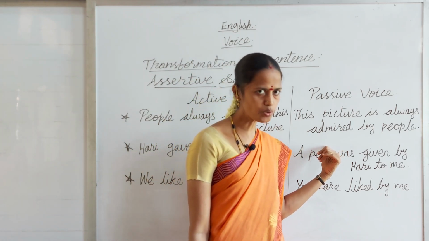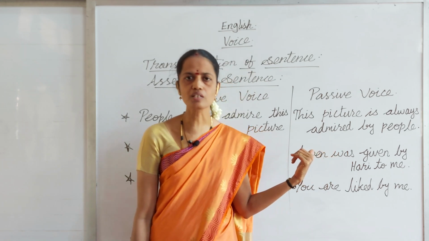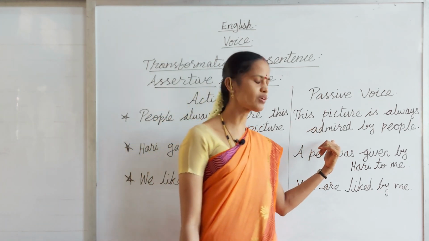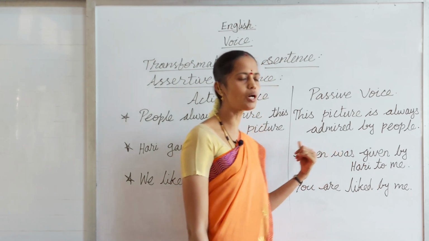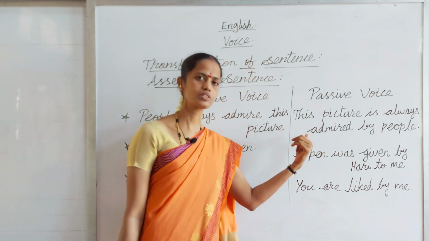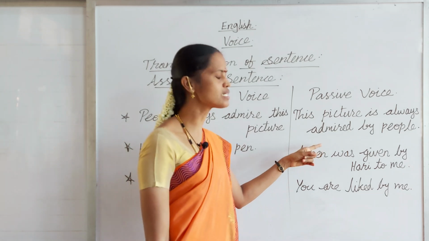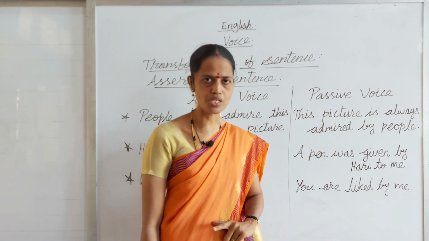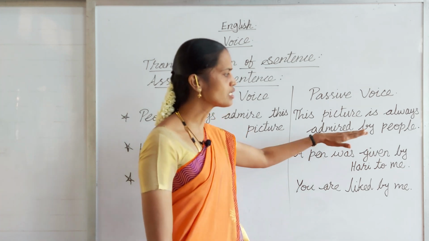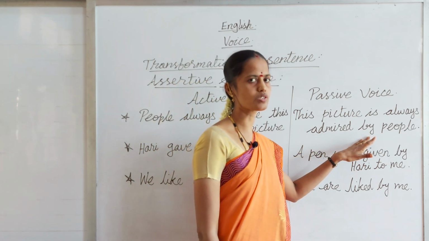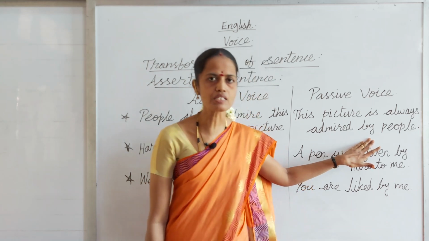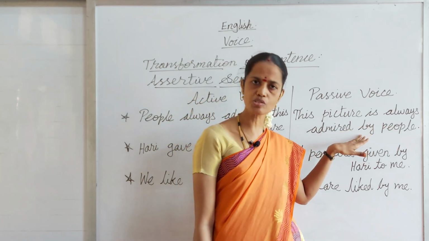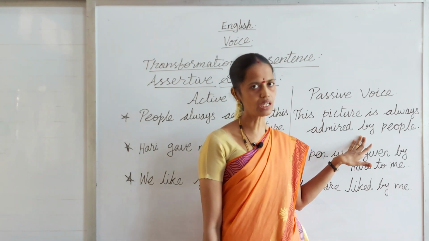As per the rule, we have to use the third form of the verb only in passive voice. That's why we have used the third form of the verb admire, which is admired. Then we have to introduce the preposition by. So as I stated, before the object we have used the preposition by here.